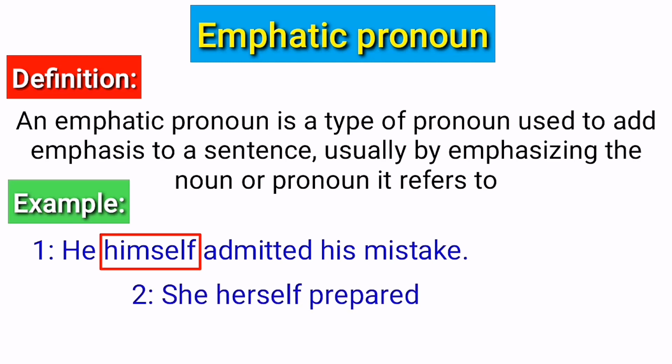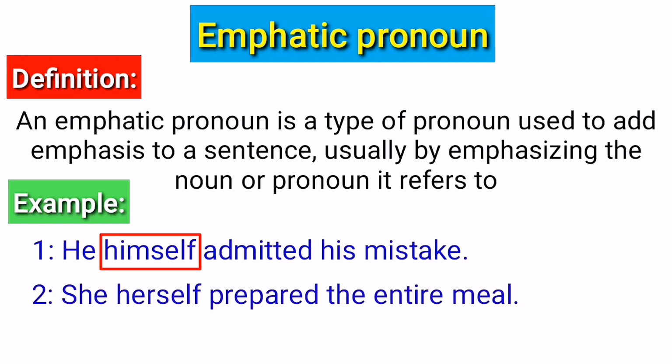"She herself prepared the entire meal." Herself emphasizes that she alone prepared the whole meal. Just take a close look at this example. Here, herself is an emphatic pronoun because it emphasizes that she alone has prepared the entire meal.